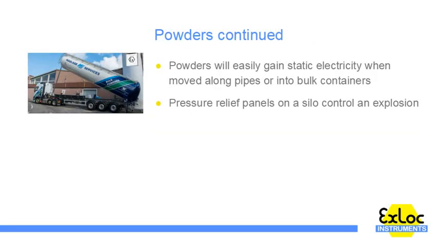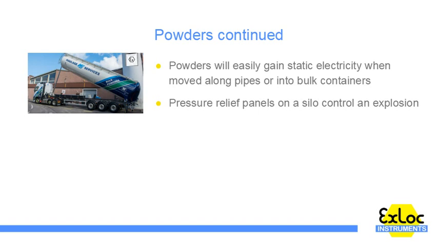Many powders will easily gain static electricity when they are being moved along pipes or flow into bulk containers. Unlike with liquids, antistatic additives are generally not available for use with powders, and in some cases, it is not possible to prevent charge buildup.